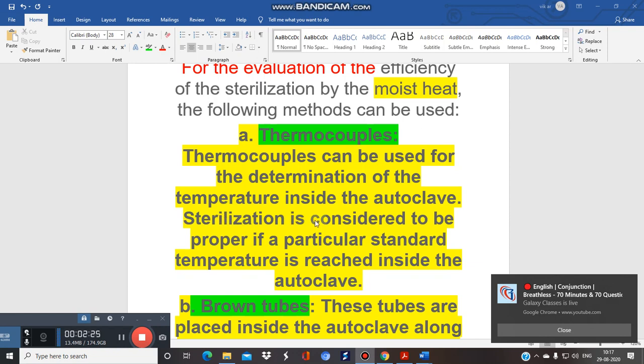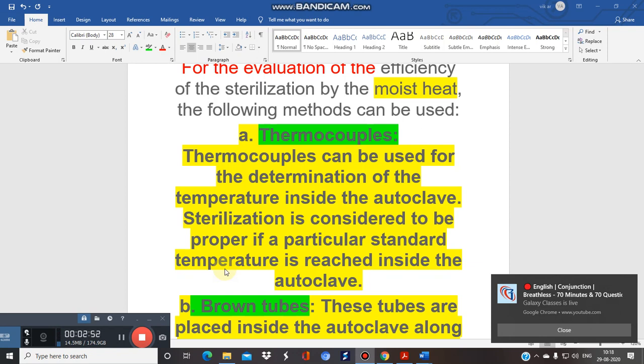And of course, the sterilization is considered to be proper if a particular standard temperature is reached inside the autoclave. So there is a system of auto cut. First of all, we will have to switch on the autoclave and we will set the particular temperature. And when that particular temperature is achieved, the autoclave starts auto cut. So it stops, it becomes static at this particular temperature.